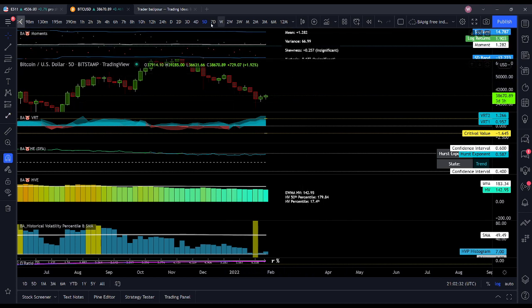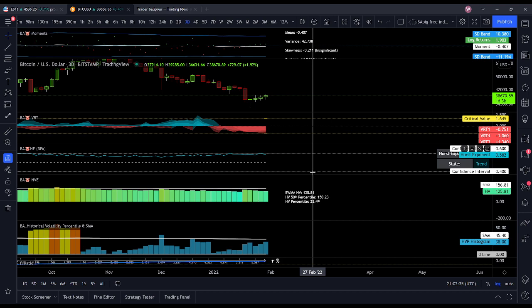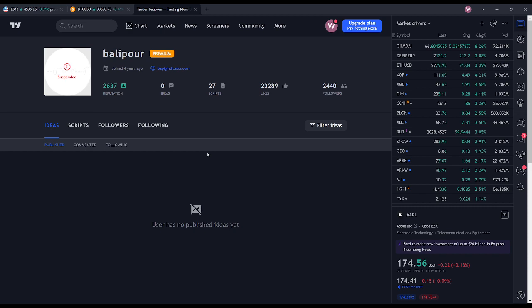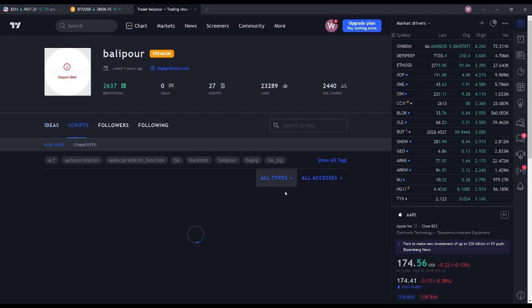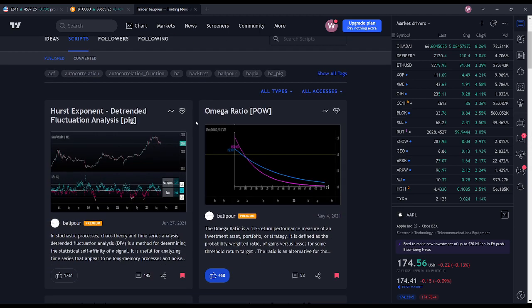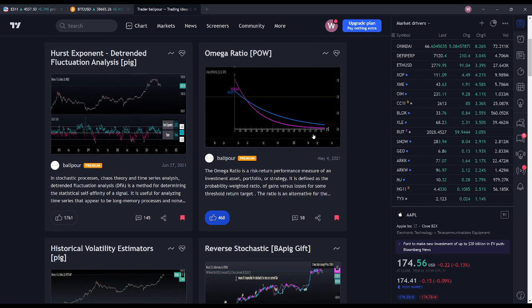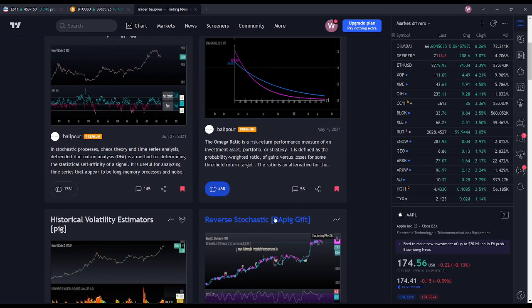So now we can go down to a 3-day. So the analogy that best worked for me with all the different time frames, and being like, oh, I'm only going to analyze the weekly, I'm only going to analyze the daily, I'm only going to make trades based off of a 2-day or whatever, comes from Balipour. Balipour is the main person behind BA Pig. He's the creator of it all. And if you look at his scripts page, you'll quickly understand why, with the amount of just incredible indicators that he's provided to the TradingView community.